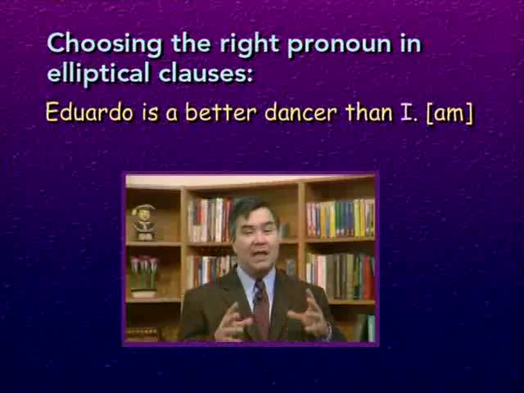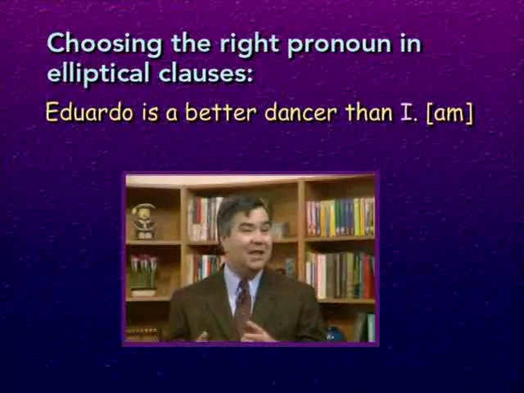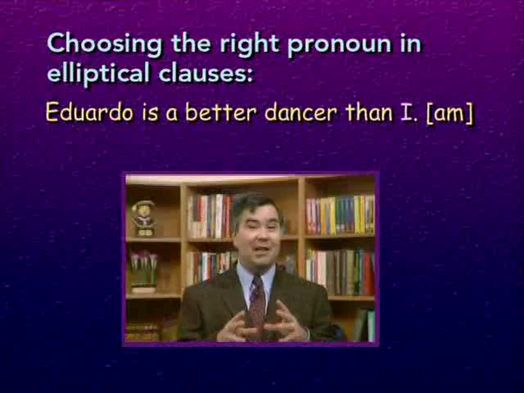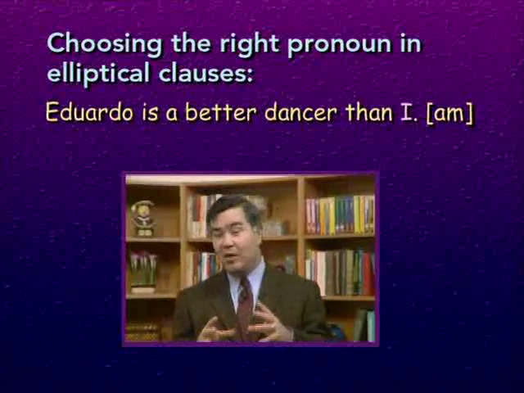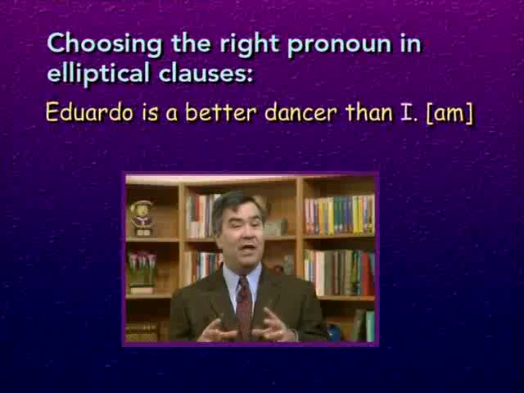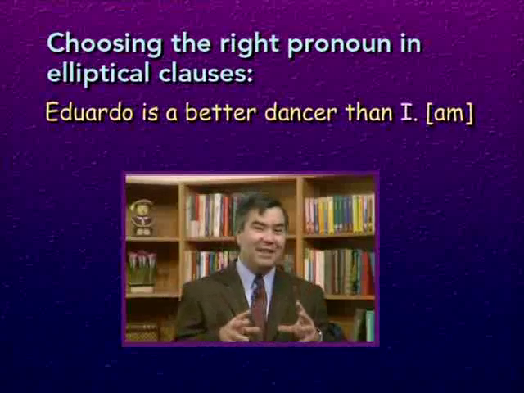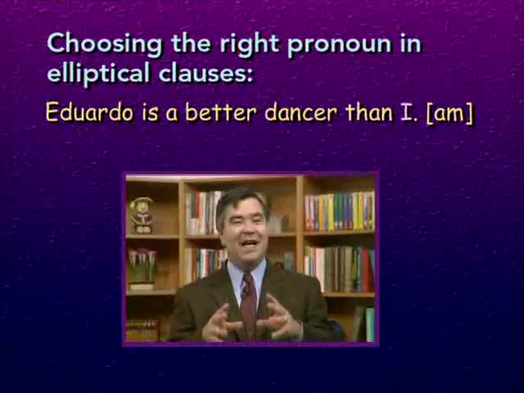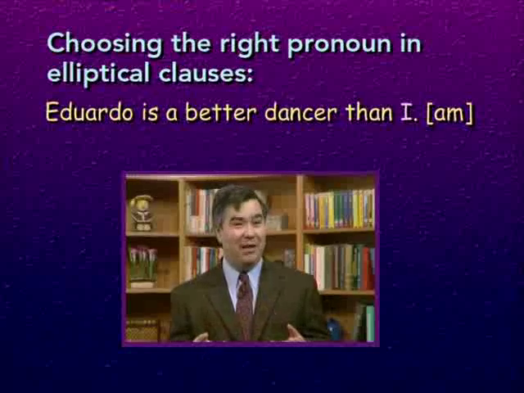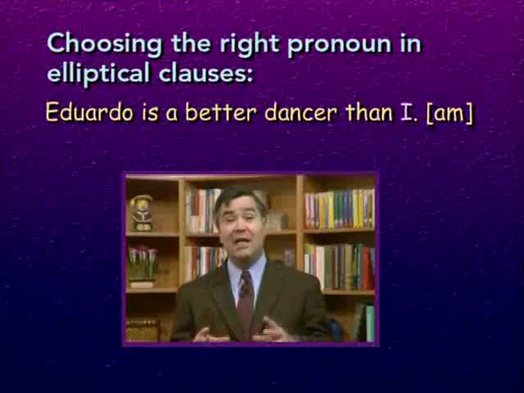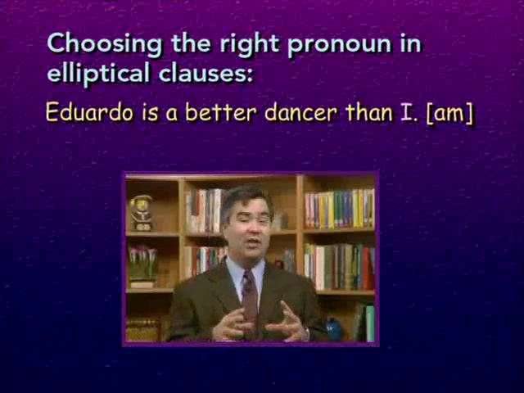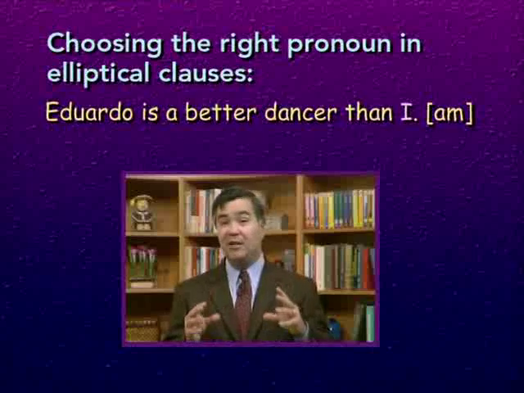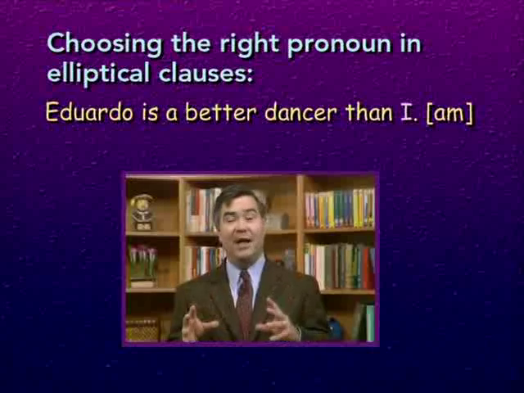Once we plug the verb am back in, we can see that the pronoun I or me is the subject of that verb, and therefore I is the correct pronoun to use. It would not be correct to say Eduardo is a better dancer than me, because if you were to say that, it would be as if you were saying that the elliptical clause should read Eduardo is a better dancer than me am. And that's clearly not correct. Instead, the subjective case of the pronoun I should be used even when the verb am is omitted. So the sentence should correctly read, Eduardo is a better dancer than I.